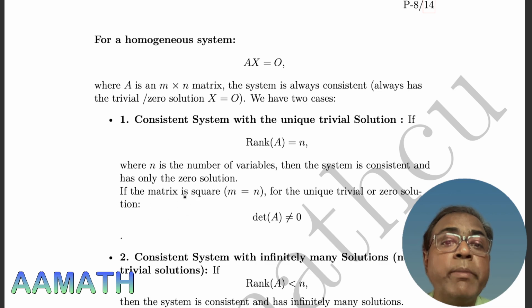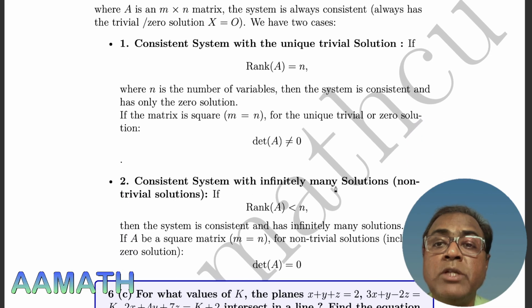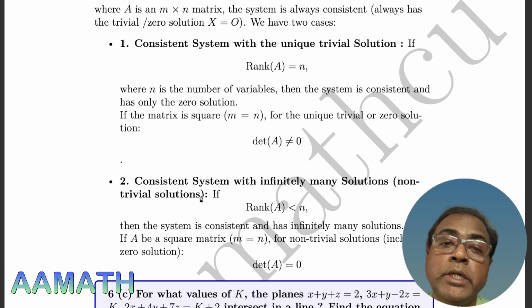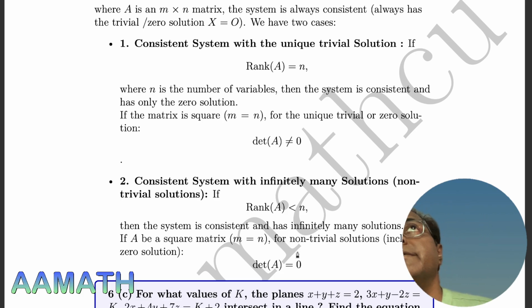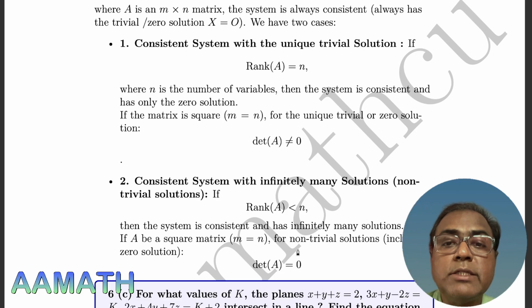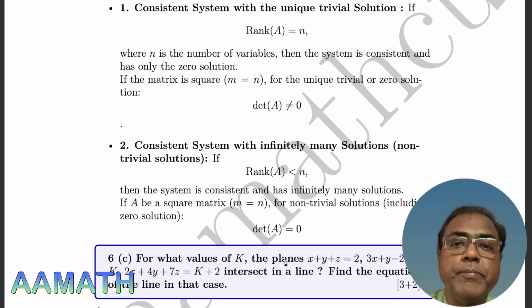If the matrix is a square matrix, that is m equal to n, then for the unique trivial 0 solution, rank of A equal to n means the determinant of A is not equal to 0. And a consistent system with infinitely many solutions, non-trivial solutions including the 0 solution: if the rank of A is less than n, then the system is consistent and has non-trivial solutions including the 0 solution, which happens if the determinant of A equals 0 for this square matrix.